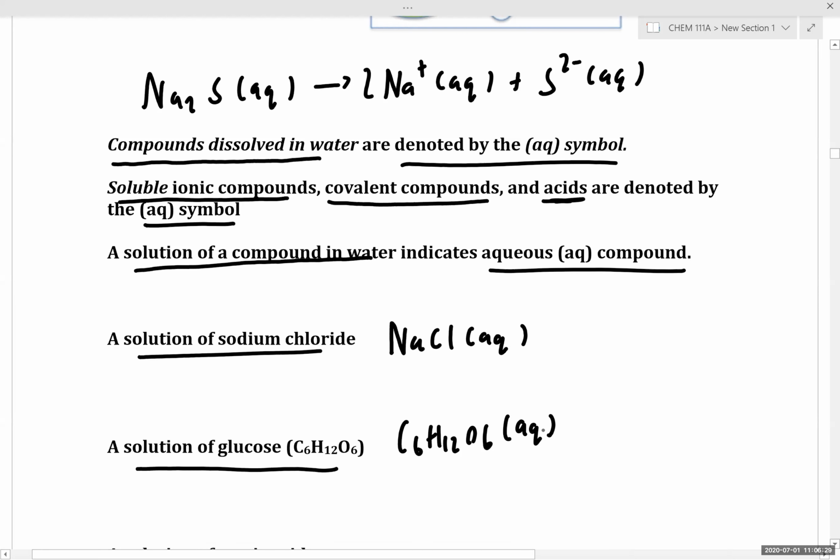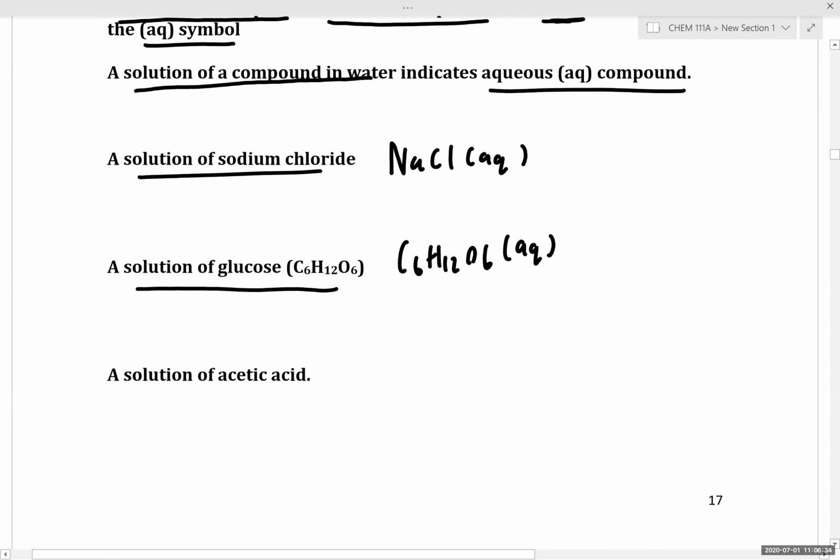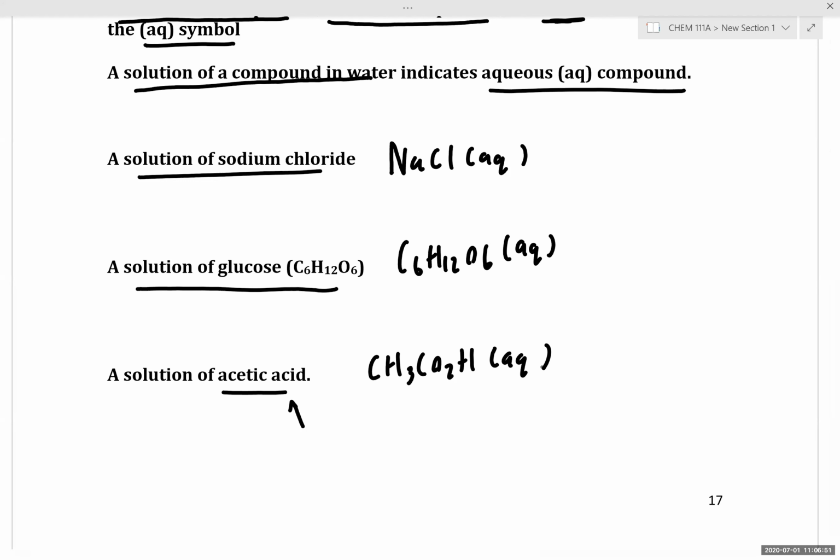Does this make sense so far to everyone? If we have, for example, a solution of acetic acid, so acetic acid is CH3CO2H, again, we put the aqueous symbol because it's a soluble acid. Okay, so now that we have this idea set up, if it's dissolved in water, we put an aqueous symbol.